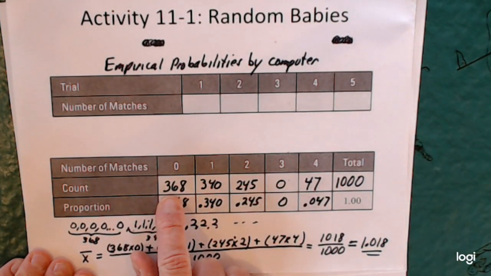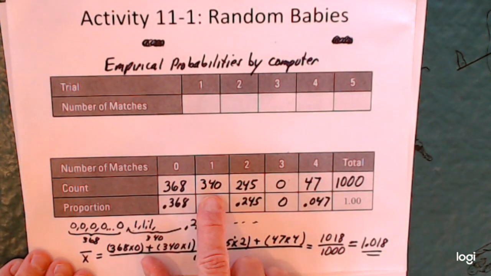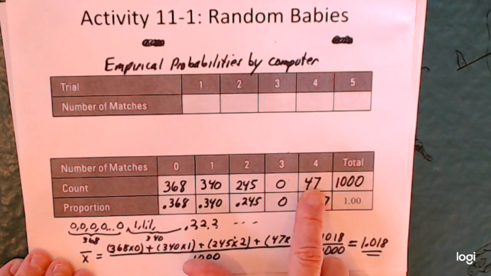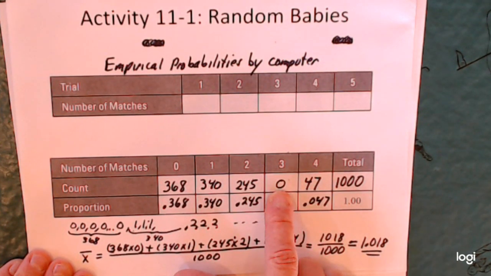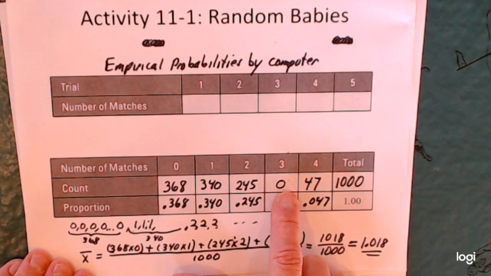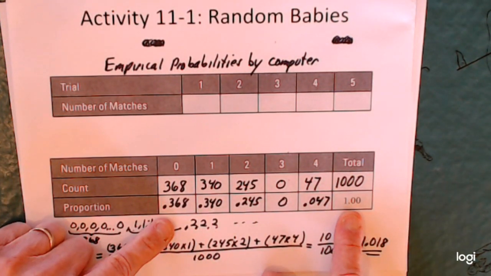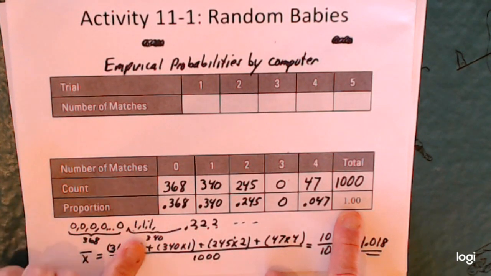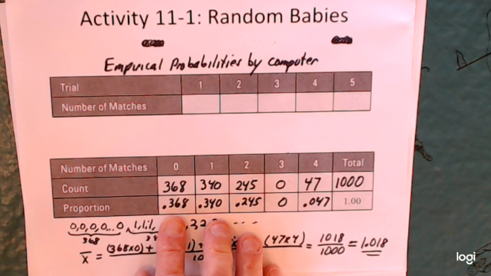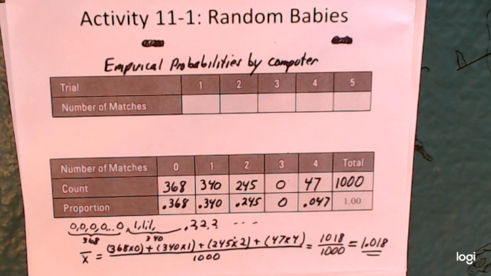In 368 of those trials, we didn't get any matches. In 340 of the trials, we had 1 match. And 245 times we had 2 matches. And 47 times we had 4 matches. And we didn't have any times when we got 3 matches because that's impossible. Then we calculated the proportions, and those were our estimates of the probabilities. So these are the approximate probabilities. Based on our experiment, about 37% of the time you can expect you're not going to get any matches. So the chance of getting no matches is 37%, based on our experimental work. All right, so what we want to do now is calculate theoretical probabilities.